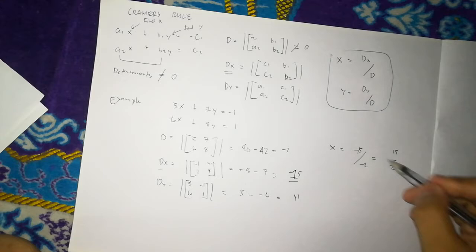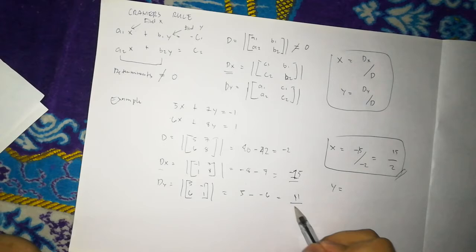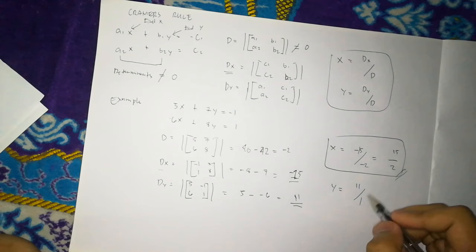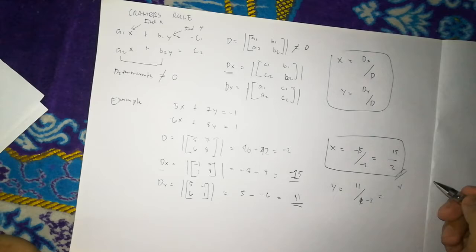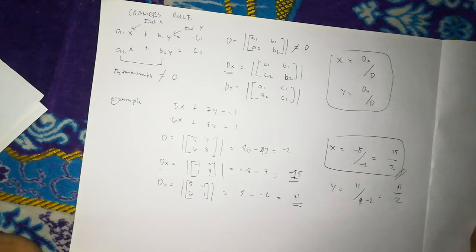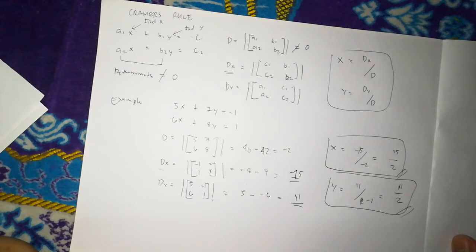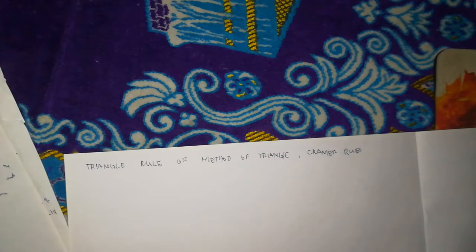Ang y naman is dy divided by d. Ang dy natin is this. So, 11 divided by the determinant, which is negative 2, is equal to... ganun lang siya kasimple. Pero, mayroon pang isang rule si Cramer, which is the triangle method. Ito ay Cramer's rule din.